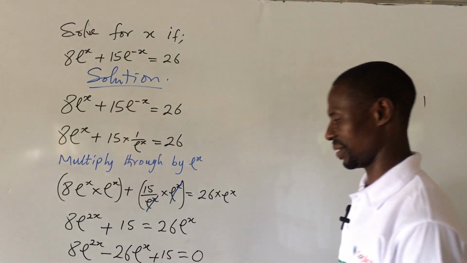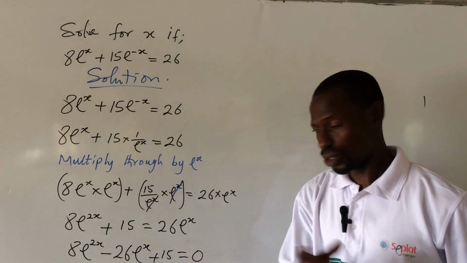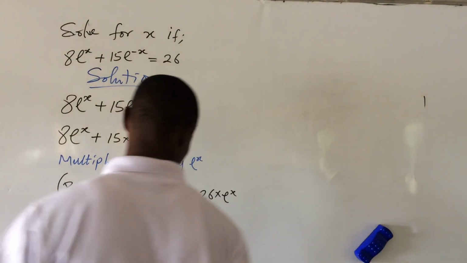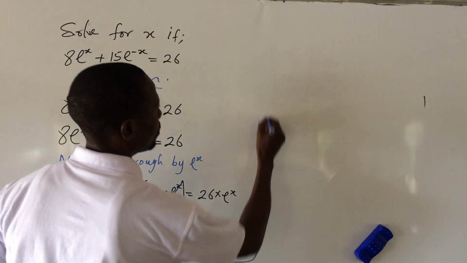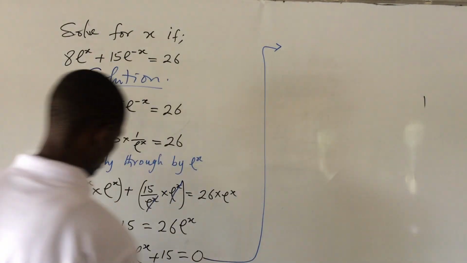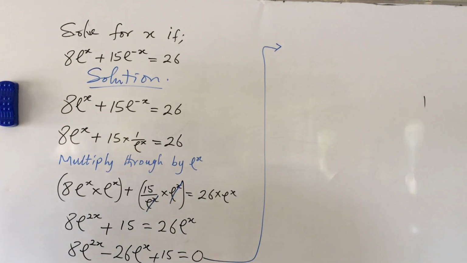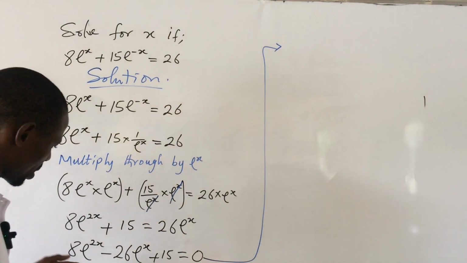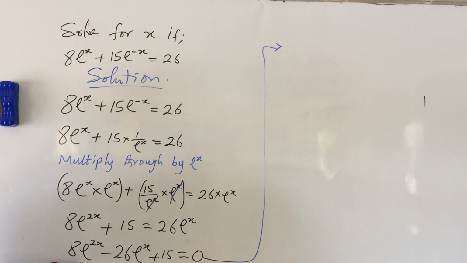Now that we have this, I don't want to introduce any alphabet. I want to solve this directly. So watch out how I do this. So we proceed on this other side. For us to proceed, let's look at this carefully. Because the coefficient of the variable here is 8. The coefficient of the variable is 8. So what do we do?